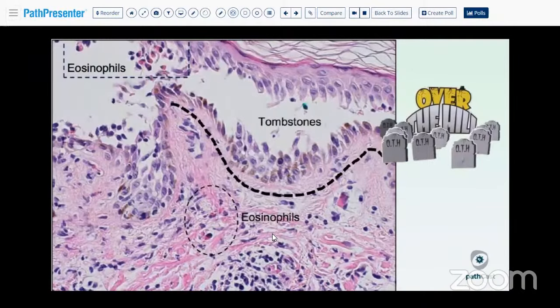So this is what's referred to as so-called tombstoning. There's a lot of buzzwords in this presentation that I tried to highlight for you. So tombstoning, being a buzzword for pemphigus vulgaris, refers to those individual acantholytic cells of the basal layer that are stuck onto the base of the dermis. So if the dermis is like hills going up and down, the tombstones are kind of resting on the hill.